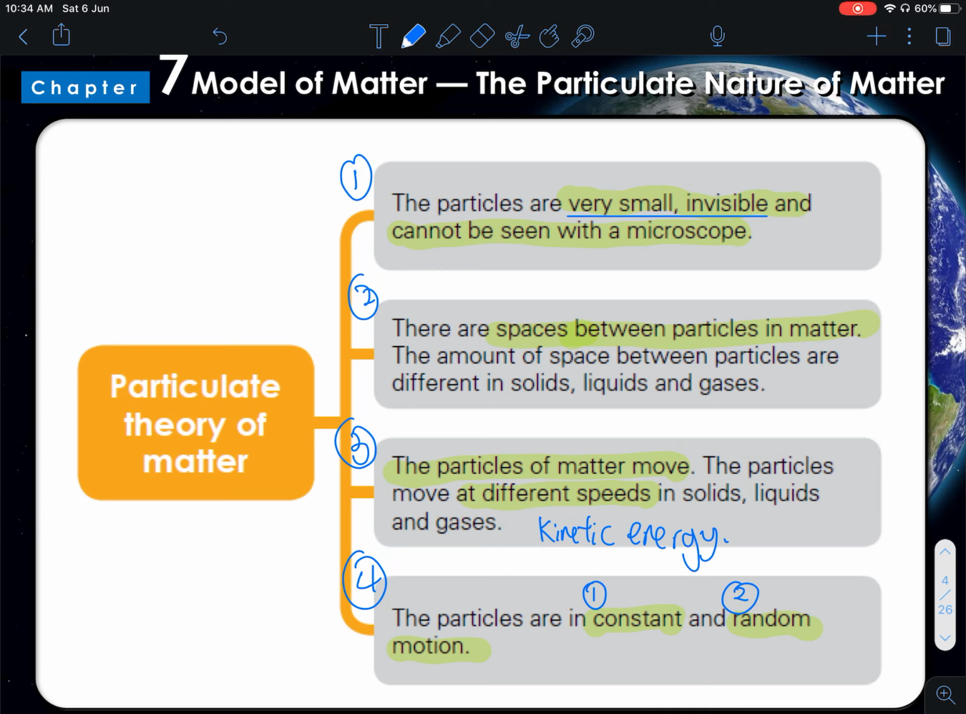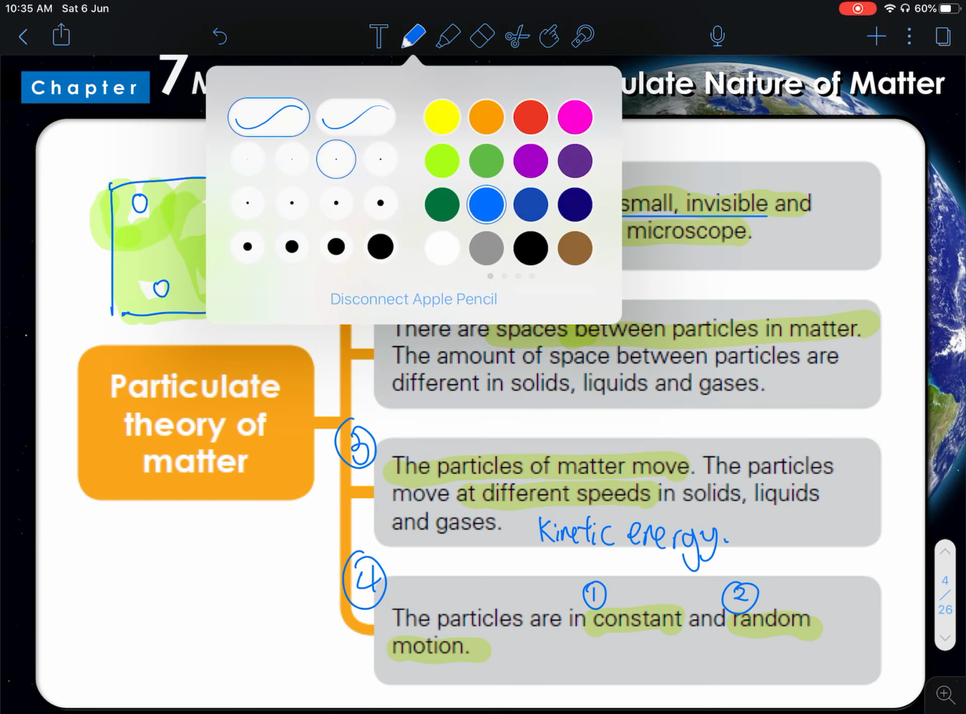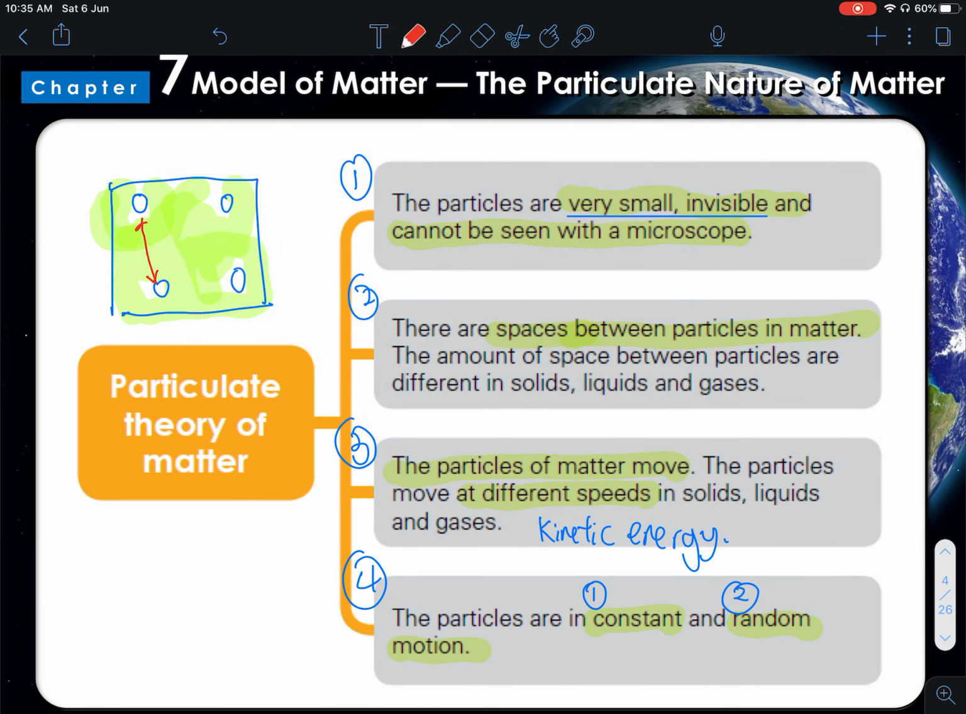Secondly, between these particles there are also spaces. Let me draw a very simple box. You have multiple particles all over. The spaces are all these empty regions that the particles can actually move around in. So that is what is meant by spaces between the particles. From here to here, these are the spaces. And the amount of space between the particles differs in a solid, liquid, and gas, because later on you'll be looking at how the particles are arranged in these three states.